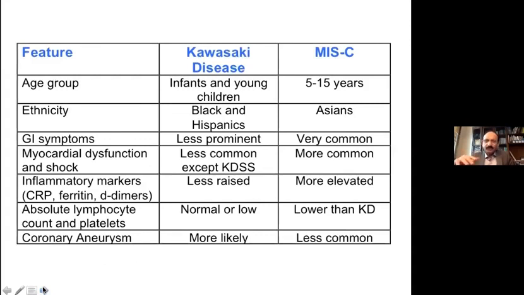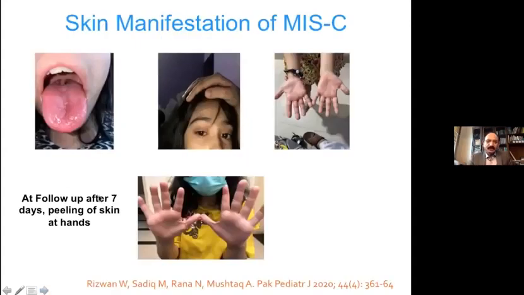It's important to differentiate this condition from Kawasaki disease because this tends to occur in older children between 5 and 15. Kawasaki disease occurs in infants and young children. And remember, GI symptoms are very common with MIS-C. Myocardial dysfunction is more common, and inflammatory markers are also significantly more elevated, while coronary aneurysms tend to be less common.